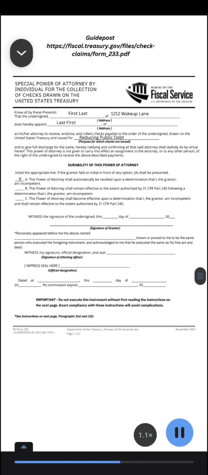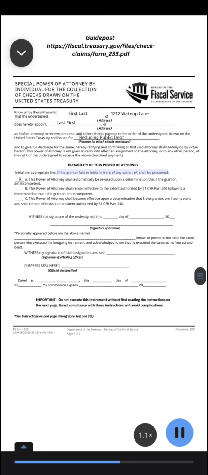FS Form 233 supersedes SF 233, January 1976, Department of the Treasury, Bureau of the Fiscal Service. Page 1 of 2, November 2021. Special power of attorney by individual for the collection of checks drawn on the United States Treasury. Witness the signature of the undersigned, this blank day of blank, 20 blank. Impress seal here. Witness my signature, official designation, and seal.